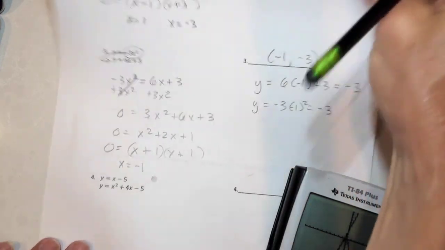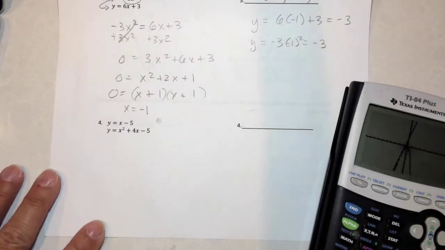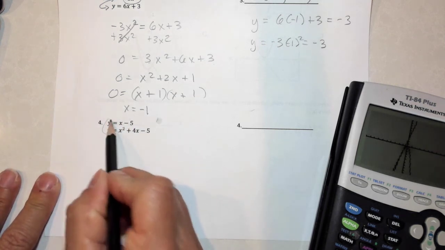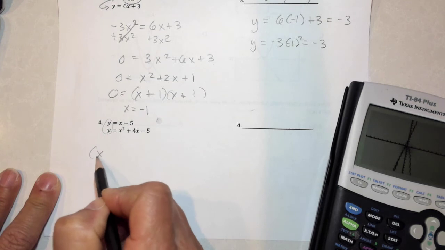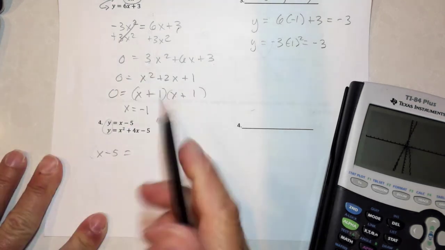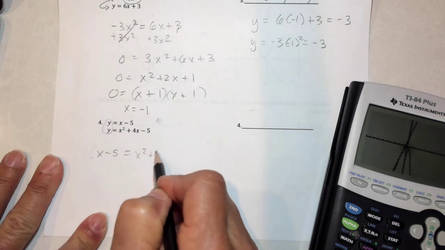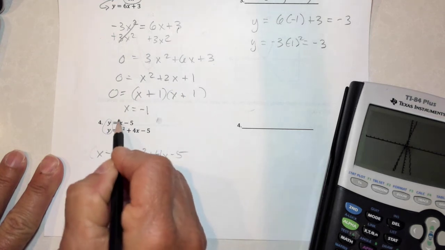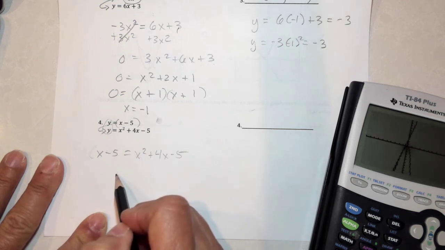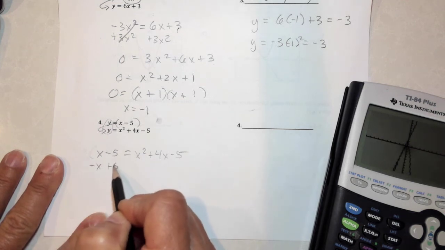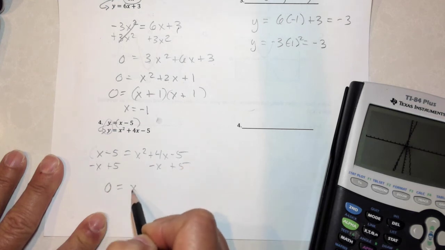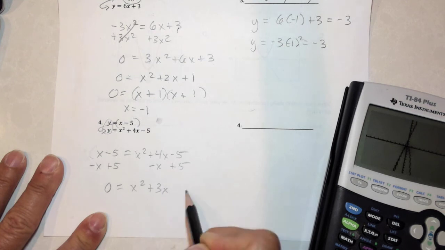Okay, let's take a look at this last one. Have a little bit more complicated action here, but not really. So again, these are both y equals, so I can set the x minus 5 equal to this by substituting that in for this y. Again, it's a quadratic. That'll happen a lot. So I'm going to move them over by subtraction and addition so that I have it equal to 0, which is necessary for solving these.